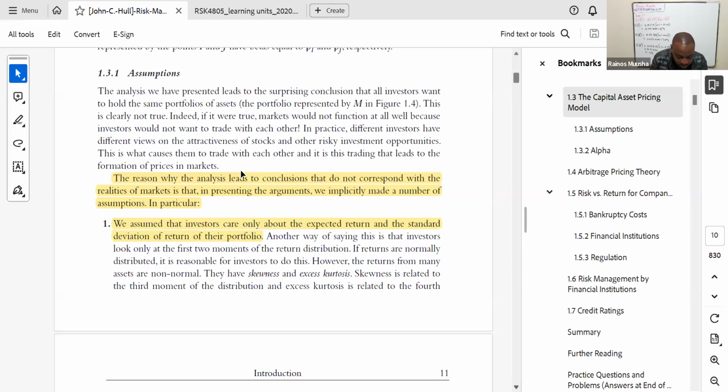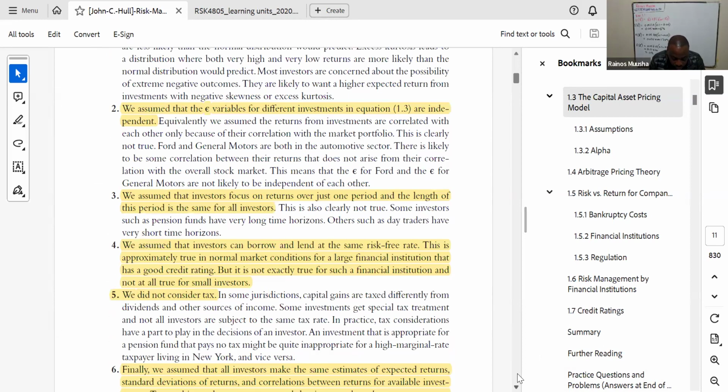So looking at the assumptions of the capital asset pricing model, they say the reasons why the analysis leads to conclusions that do not correspond with the realities of markets is that in presenting the arguments, we implicitly made a number of assumptions. In particular, the first assumption is that we assume that investors care only about the expected return and the standard deviation of return of their portfolio. So that's the first assumption. The second assumption is that the E variables for different investments in equation 1.3 are independent. So they are basically independent of the calculation of the expected return of the asset. The third one is we assume that investors focus on returns over just one period, and the length of this period is the same for all investors.